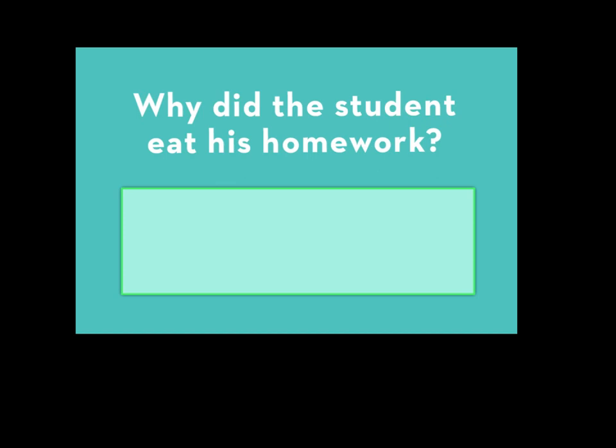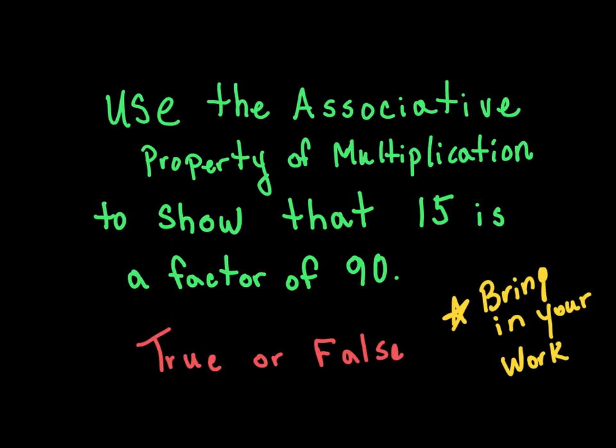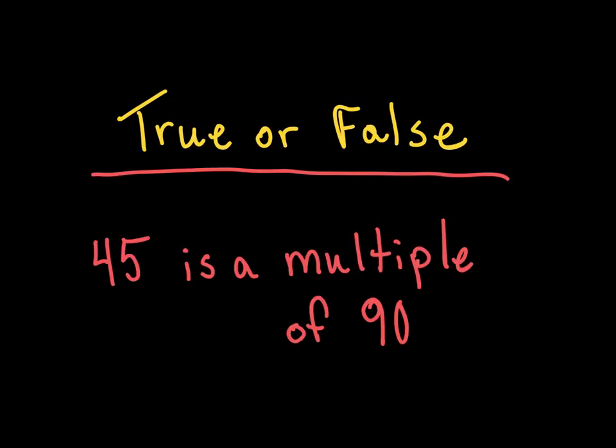Good luck. Use the associative property of multiplication to show that 15 is a factor of 90. And then tell me if it's true or false if you were able to do it. And definitely bring in your work tomorrow to show me your associative property of breaking that down. True or false? 45 is a multiple of 90. Bring in your work tomorrow.